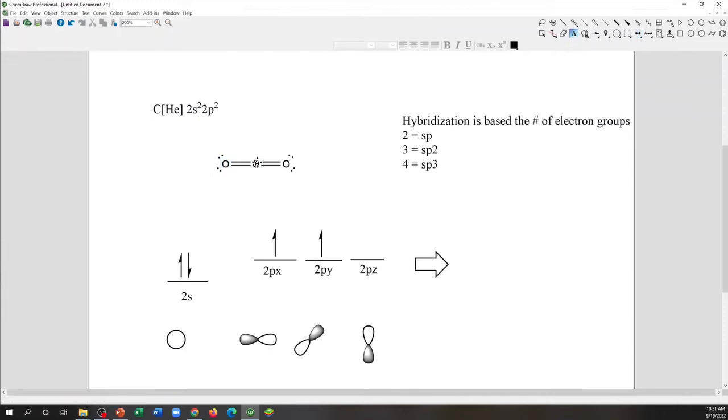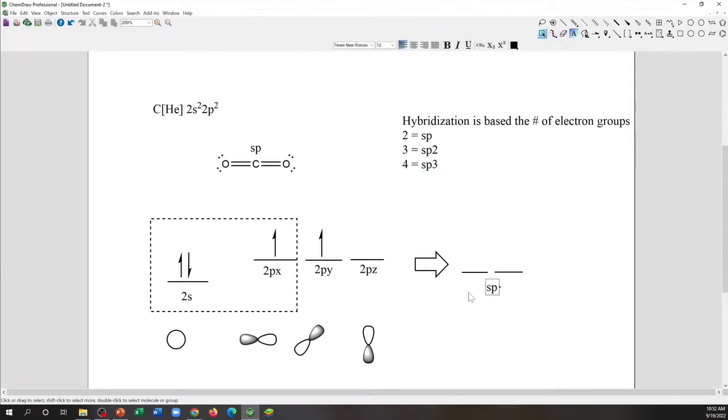This carbon right here has 2 electron groups. Therefore, the carbon is sp hybridized. If you're going to sp hybridize something, that means that we're taking the s orbital and the p orbital, and we're spitting that out as 2 brand new hybridized orbitals. Energetically, they're kind of in the middle. So I shoot for in between the s, which is lower, and the p, which is higher, and come up with these orbitals here in the middle. These are my sp orbitals.